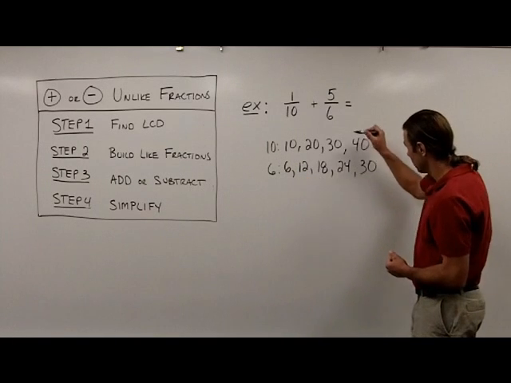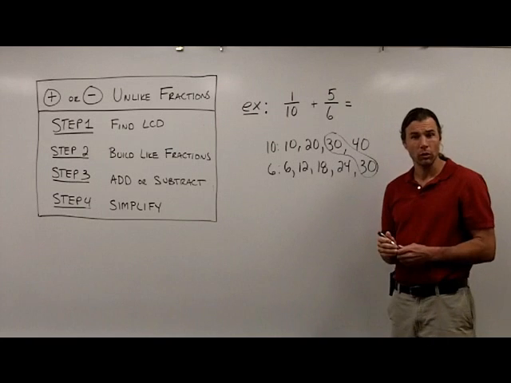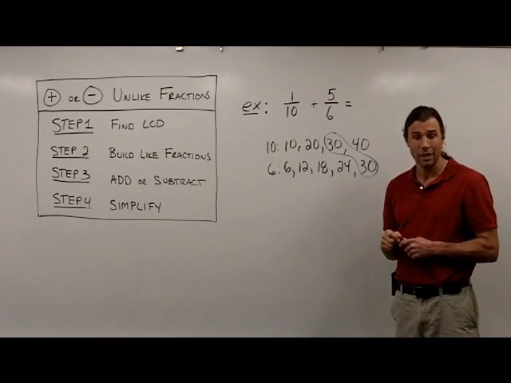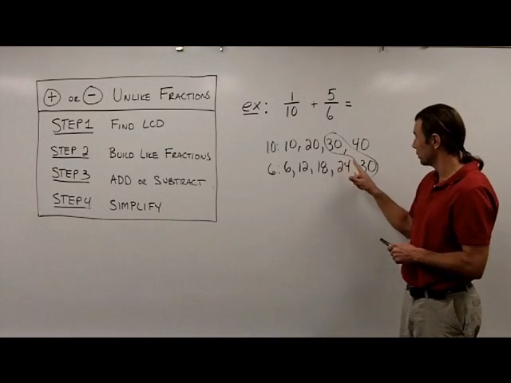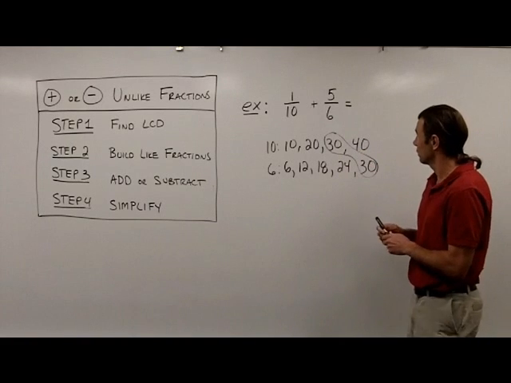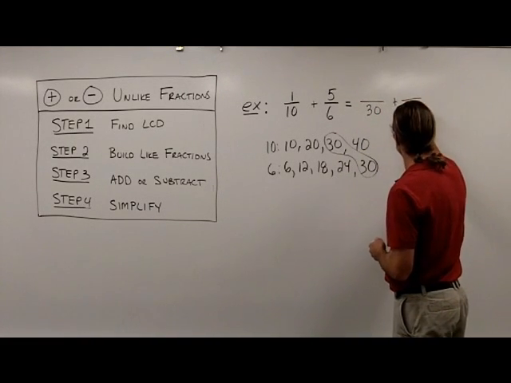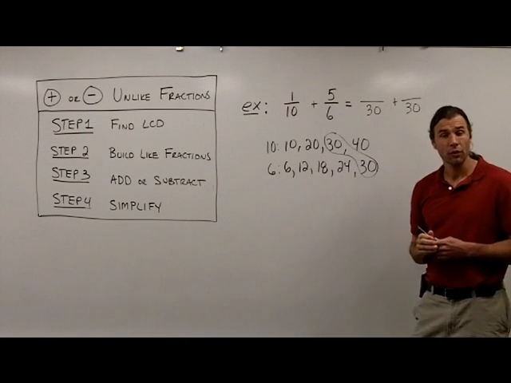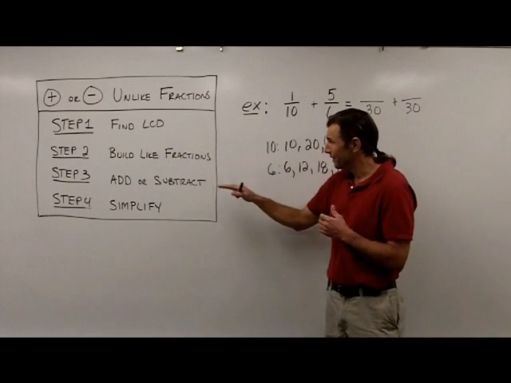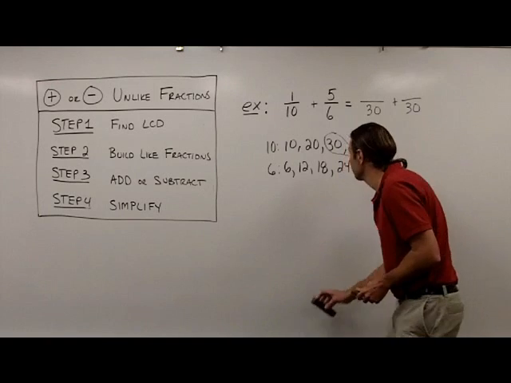Both 10 and 6 have 30 as a common multiple. And since this is the first multiple they have in common, it's the smallest or least common multiple. And therefore, it's going to be the smallest or least common denominator. So when I rename each of these fractions, I'm going to need to have 30 as a denominator. So I'm done with step one. I found the LCD. Next I need to build like fractions with that LCD of 30.